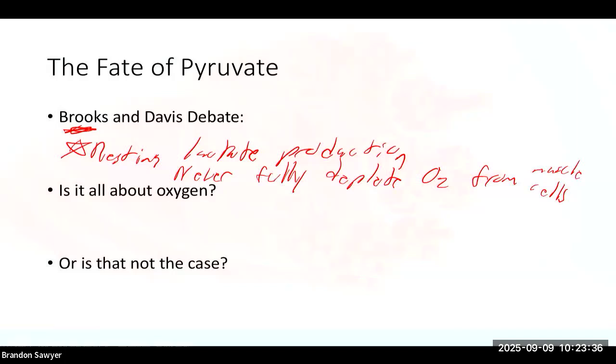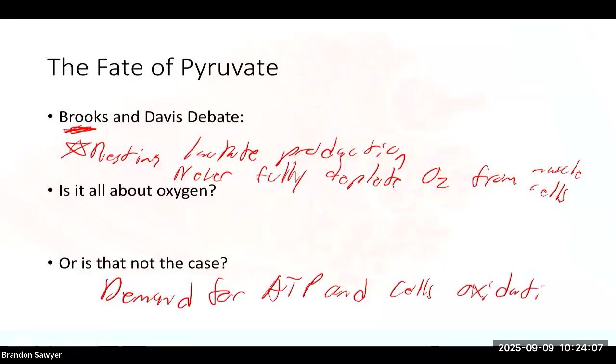So we've got those two lines of evidence along with a bunch more, and the conclusion was, well, there's always oxygen present, so it can't just be about the presence of oxygen. So we'll talk about what it really is probably about. I'll put it here, two things: demand for ATP and a cell's oxidative capacity. Those are probably the two determining factors, and we'll talk about them more in a sec.